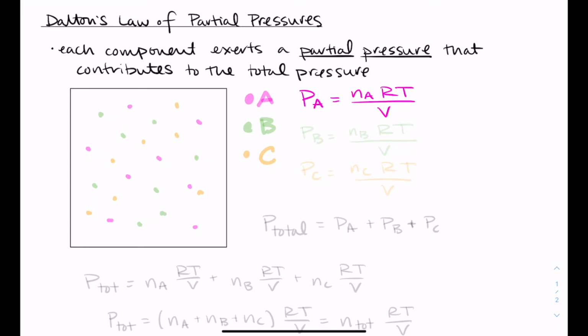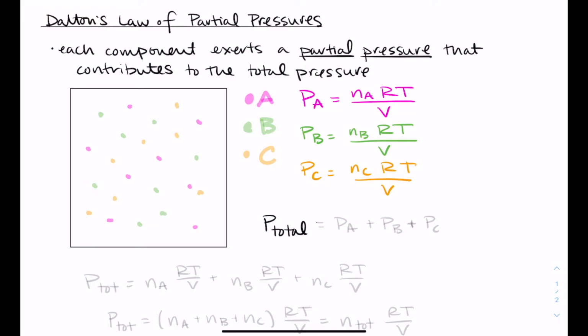Now, the total pressure in this container is the pressure of A plus the pressure of B plus the pressure of C. So Dalton's law of partial pressures says that the total pressure is the sum of the pressures of the individual gases. Now, because algebra, I can also rewrite this. I can do some substitutions.